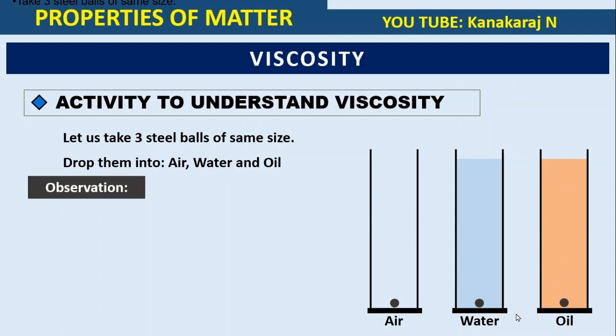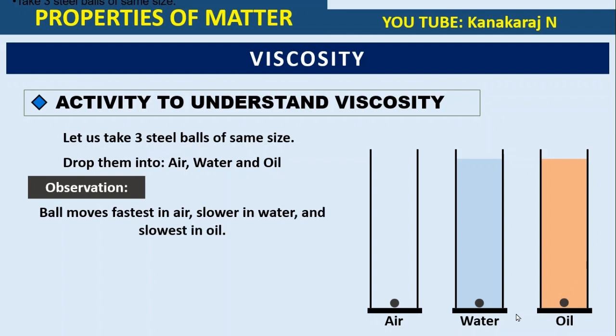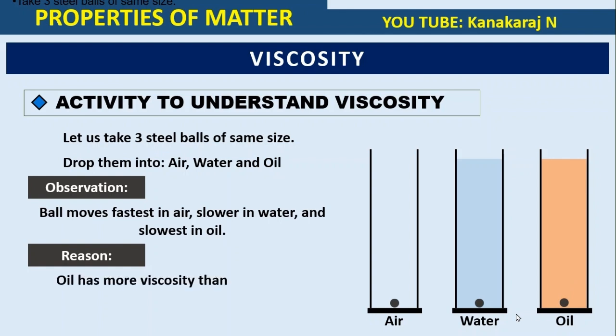Observation. The ball moves fastest in air, slower in water and slowest in oil. Reason. Oil has more viscosity than water or air. More viscosity means more resistance.